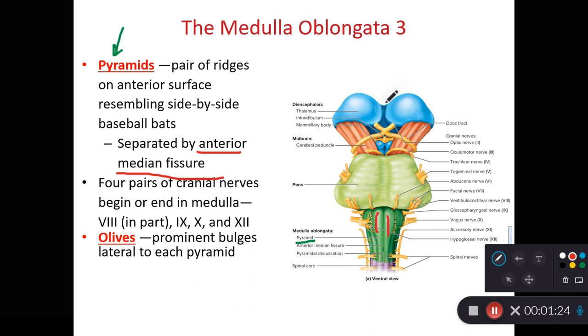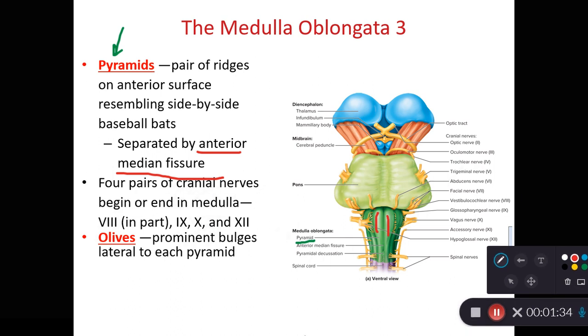We also have 4 pairs of cranial nerves that begin or end at the medulla oblongata: cranial nerves 8, 9, 10, and 12. Finally, we also have some olives. These are prominent bulges lateral to each of the pyramids, located right here and right there.